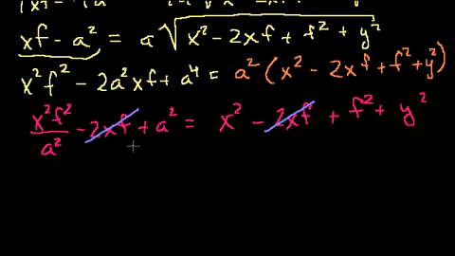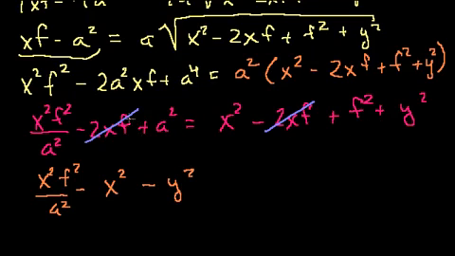And let's see. What we could do is subtract this x squared from this. So you get, let me rewrite it, x squared f squared over a squared minus x squared. And let's bring this y to this side of the equation too. So minus y squared. That's all I did. I just brought that to that side.